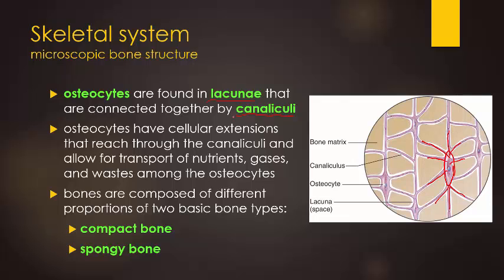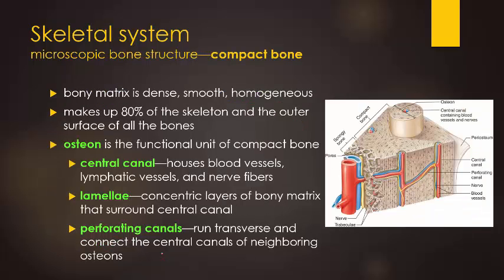And so when you look at a bone, it is composed of 2 basic kinds of bone types. There's compact bone, which is what we observed in our tissues lab, and then another kind of bone that's referred to as spongy bone. Each bone is made up of different amounts of each of these kinds of bone. So depending on what the need and the purpose of the bone is, you'll find either more compact bone in it or more spongy bone. So let's talk a little bit about those 2 different bone types.